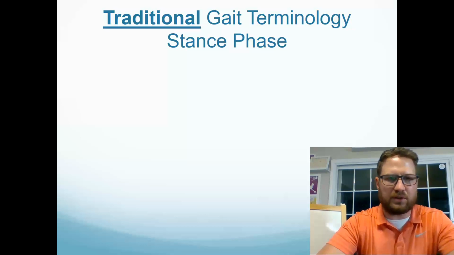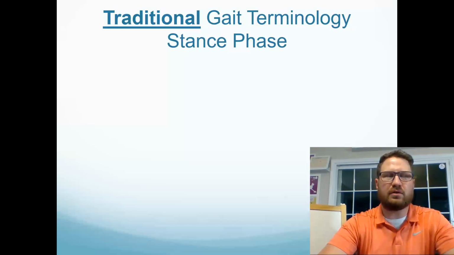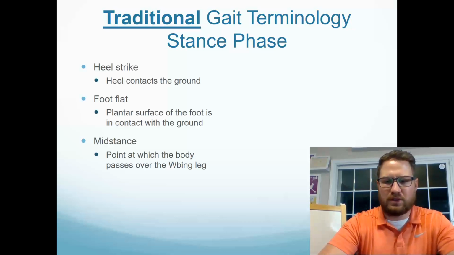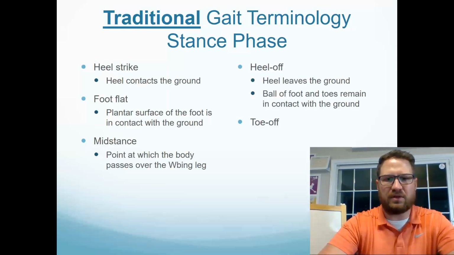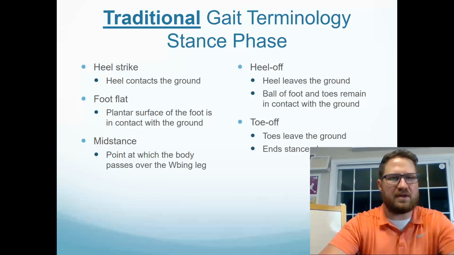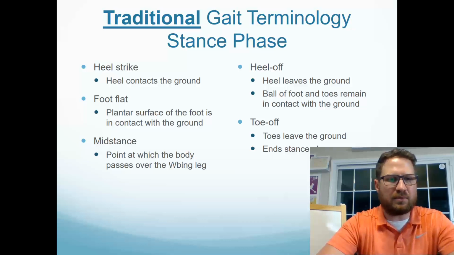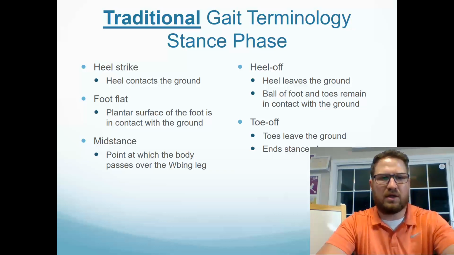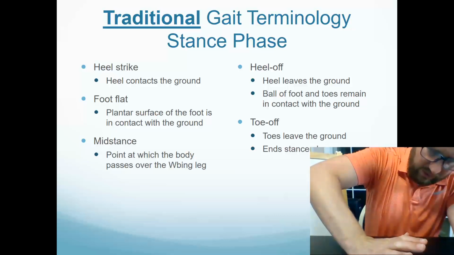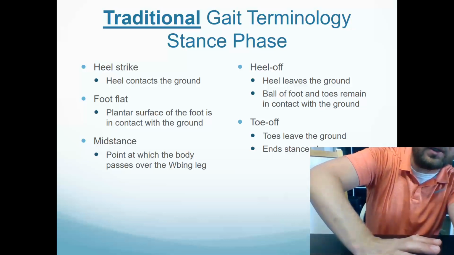All right, so we talked about earlier how there's two systems of terminology, if you will. There's a traditional, and then there's a Rancho Los Amigos. Each one, when we're talking about stance, has 5 phases. So the traditional gait terminology has a heel strike, a foot flat, mid stance, heel off, toe off. Okay. So that heel strike is right when that foot comes in contact with the ground. It comes in, boom, heel strike.